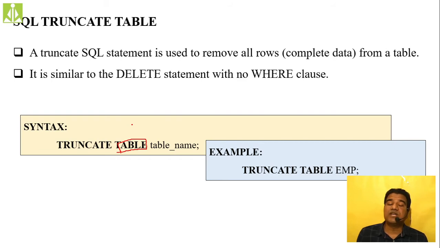So just be sure whenever you are using these auto commit commands. Commit means saving, auto commit means automatic saving. Without your concern, the changes will be saved by default by SQL. Remember this one. And the difference between the truncate command and the delete command is that the truncate command is auto commit.